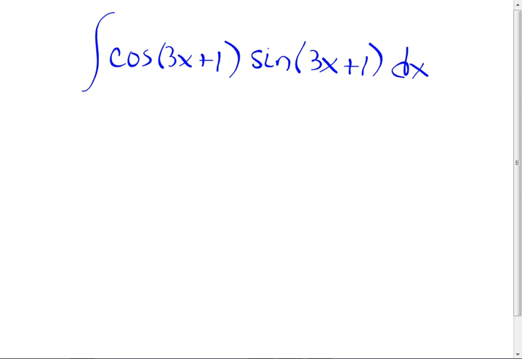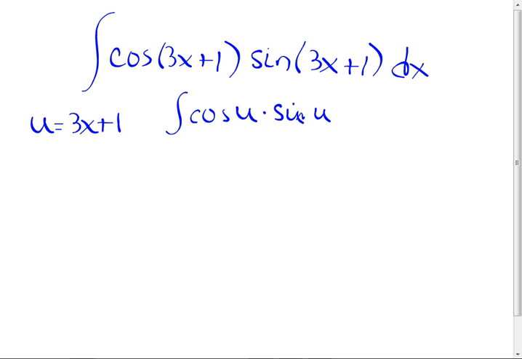Okay, Zach, you guys have it? What are you going to integrate? What are you going to use for u substitution? It doesn't matter. There's 2 ways to do it. You can do just u equals 3x plus 1. What happens here? Then I still get the integral of the cosine of u times the sine of u.